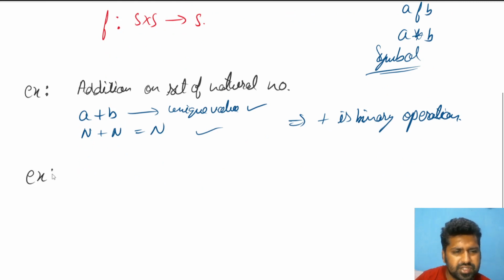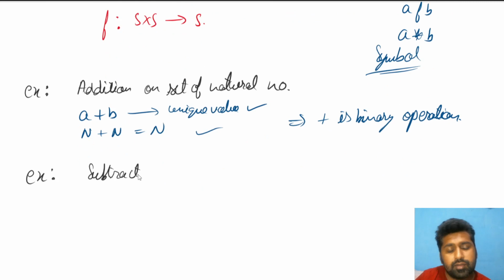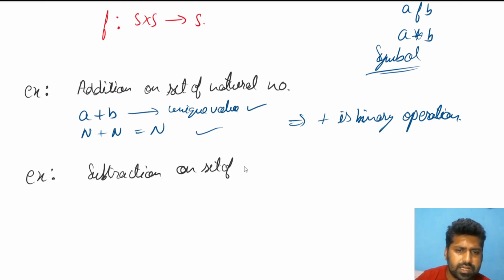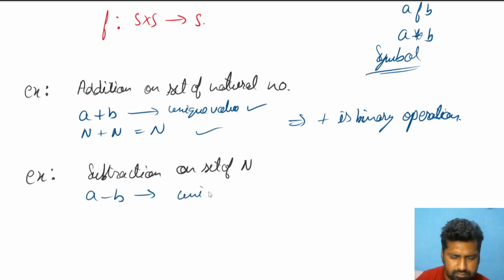It's a basic definition that you have to understand. Subtraction, let's check whether it is a binary or not. Again, we have to define on which set. Subtraction on set of natural numbers. So I'm on set of N, I'll write. N is for natural number, okay? So a minus b, of course we know it's a unique value. Subtraction, there is no problem with that.